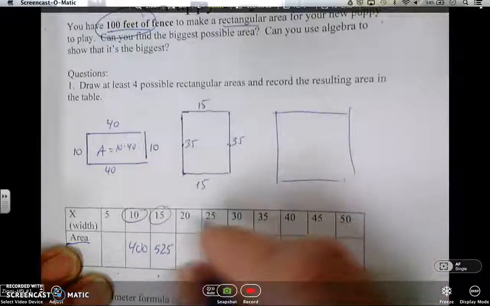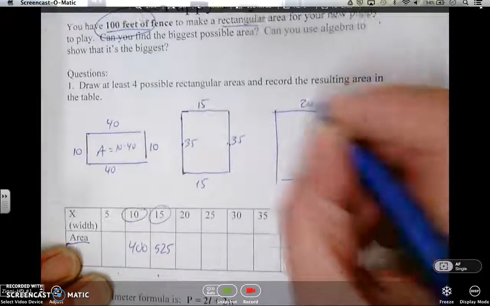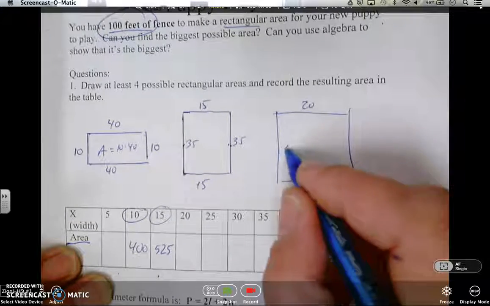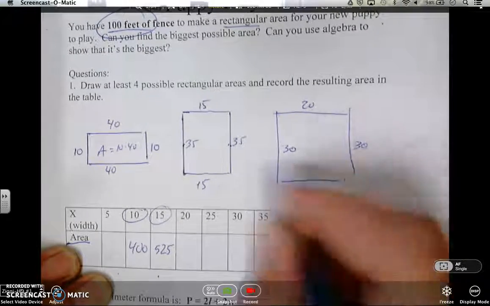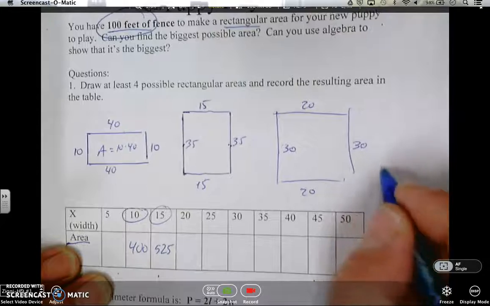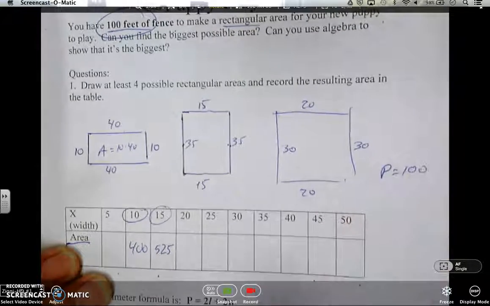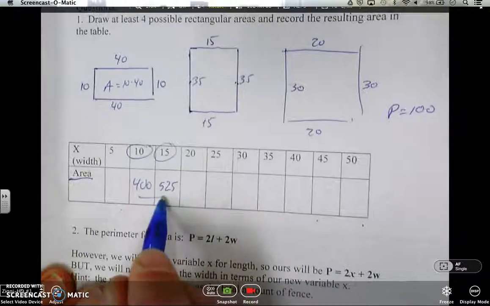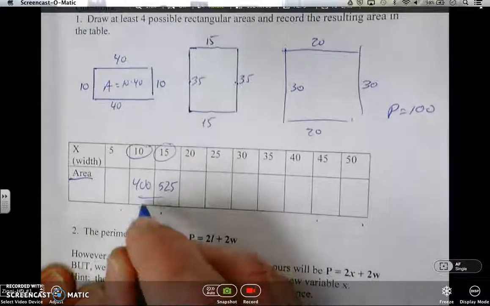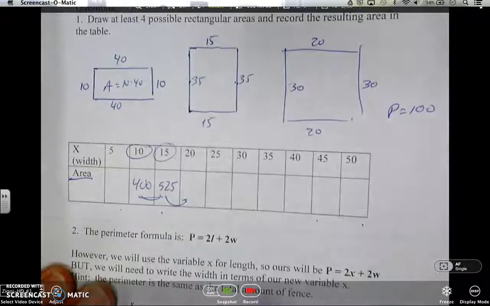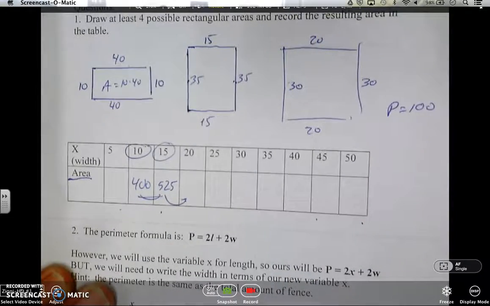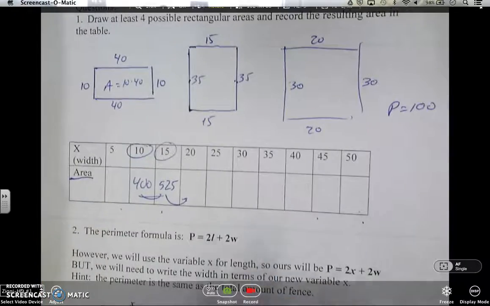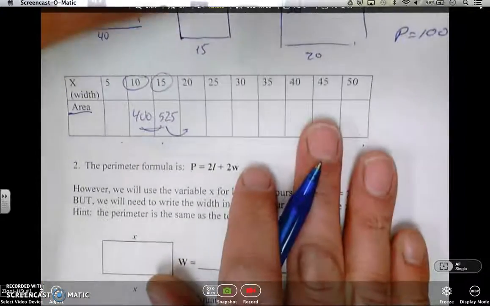Again, don't worry too much about the shape. But if it was 20 and 20, that'd be a total of 40. So that leaves you with 60, which means 30 and 30, because all four of these together have to add up to 100 feet. Okay, a couple things here. The area is not the same all the time. It increased there. We'll probably see an increase here. That's what we're looking for. So as far as the graph goes, we need the table first.